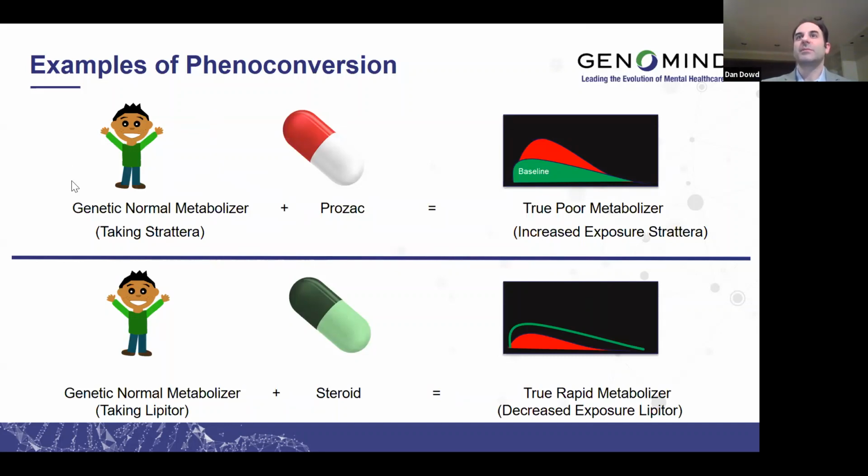Okay, so here's, we'll just do this top example of phenoconversion here. So if someone happens to be born a normal metabolizer at 2D6, I look at their report, they're genetically normal. I say, great, let's give them Strattera, I'll give them normal doses. What I didn't know is that they were also on Prozac. And Prozac phenoconverts them to a genetically poor metabolizer. Okay, so what we expect to see is this green area under the curve based on their genetics. What we actually see is this red area under the curve based on their phenoconversion.